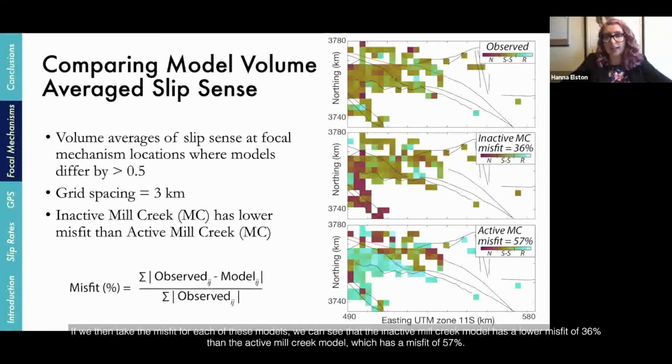If we then take the misfit for each of these models, we can see that the inactive Mill Creek model has a lower misfit of 36% than the active Mill Creek model, which has a misfit of 57%. So we're definitely seeing in both the individual locations and the volume averaged maps that the inactive Mill Creek model better fits the observed data.